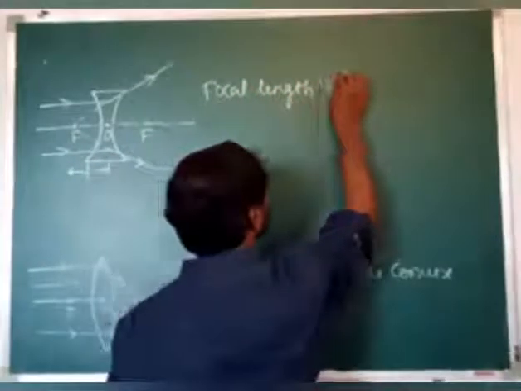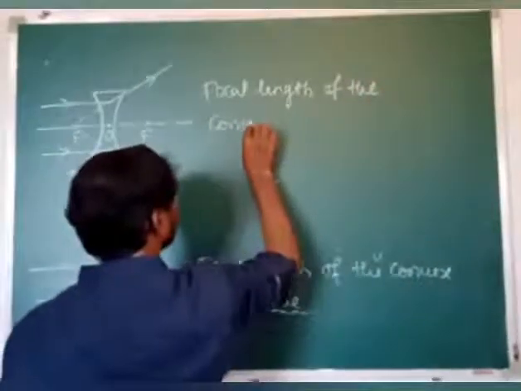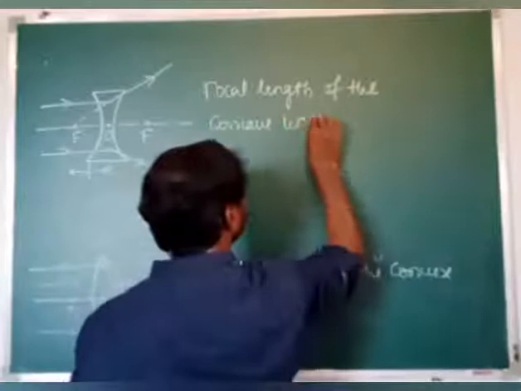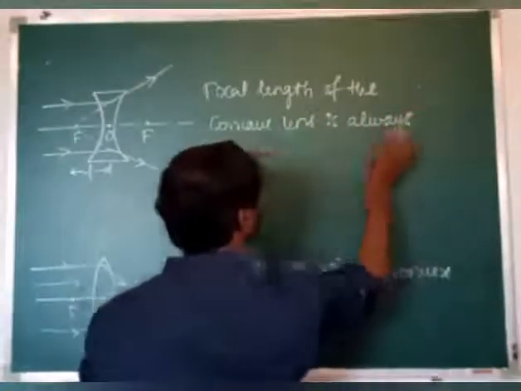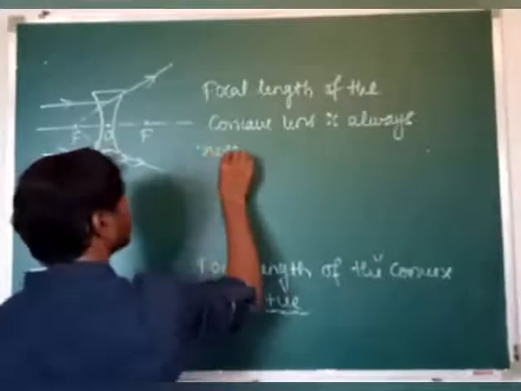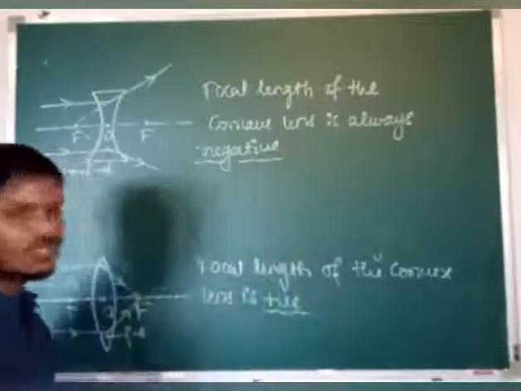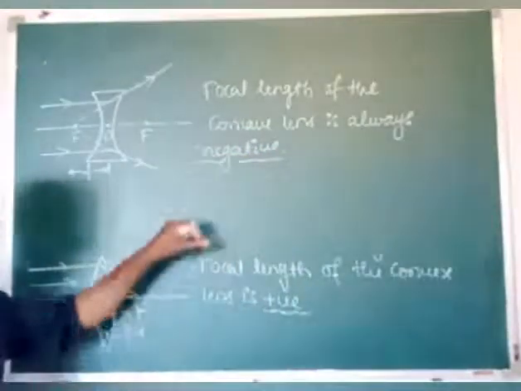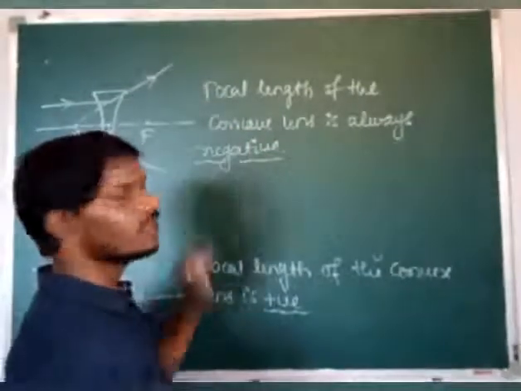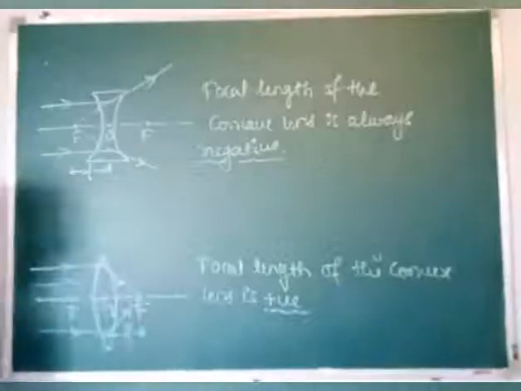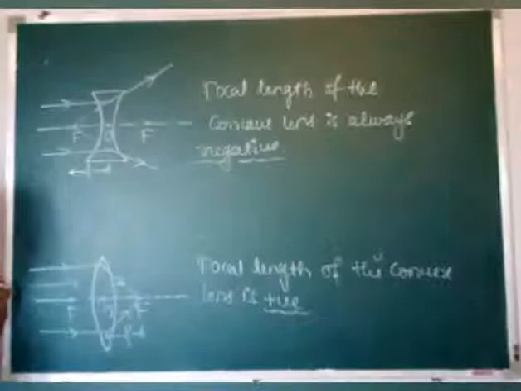Okay. Then the focal length of the concave lens is always negative. While solving problems, you have to take the focal length of the convex lens as positive and the focal length of the concave lens as negative, while solving problems by using the lens formula. Okay. So this is about Cartesian sign convention.